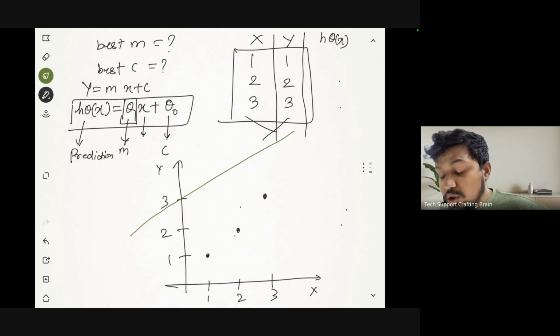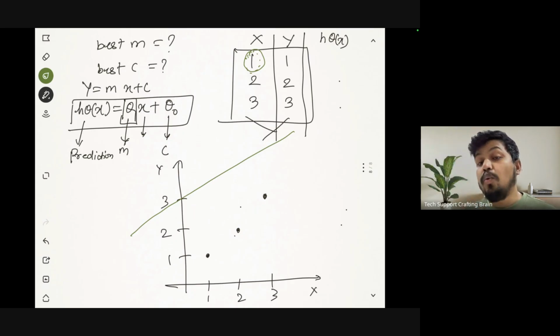So for x is equal to 1, guys, try to see for x is equal to 1. If you try to see for this value, x is equal to 1, we wanted to know what we are predicting, what this line is predicting right now. This line already has m and c values. We wanted to know what this line is going to predict for x is equal to 1.